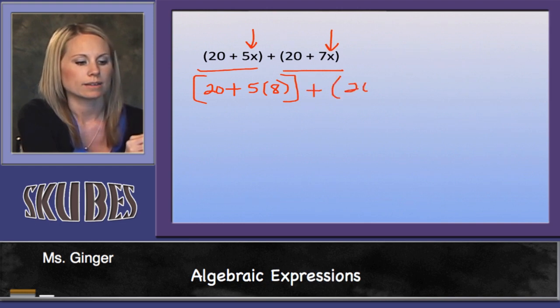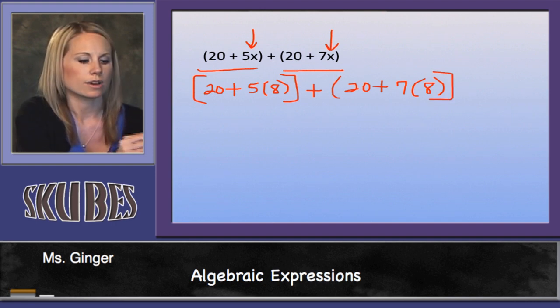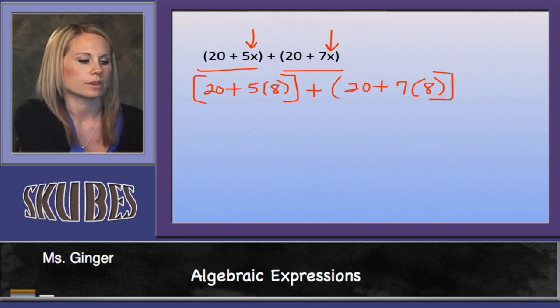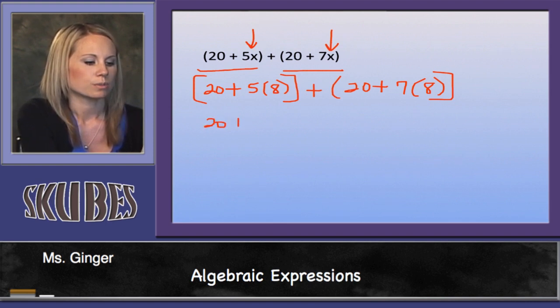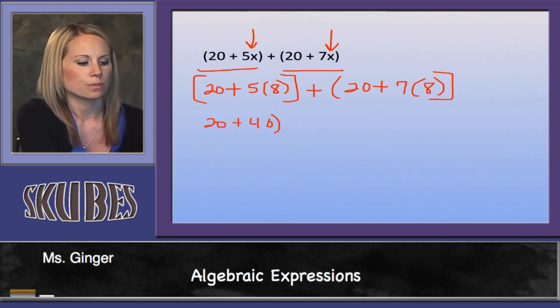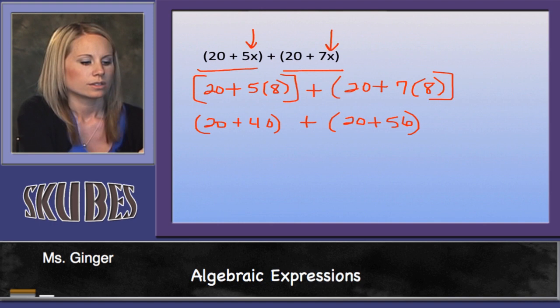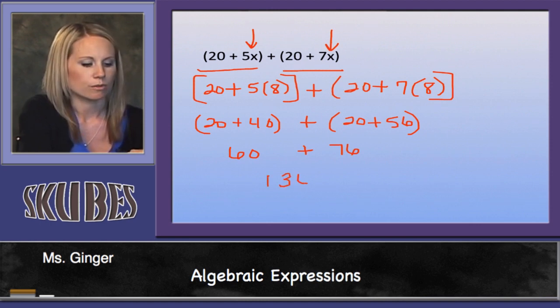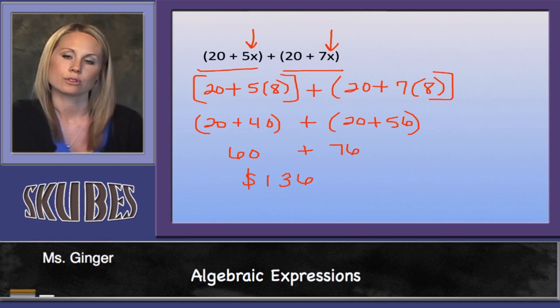And then 20 plus, do the same thing over here for John's, substituting in your 8. You're just going to simplify this, follow the order of operations, and find out the amount. So this would be 20 plus 40 in this group. We've got 20 plus 56 in this group. So that gives us 60 for her, 76 for him, total of 136 that the theater is going to pay out.